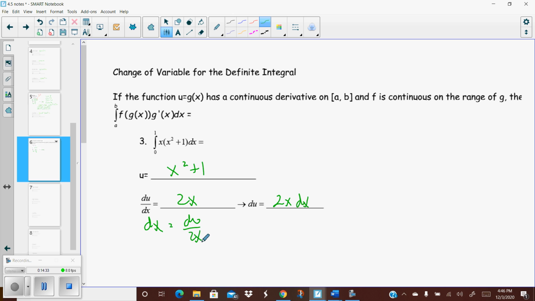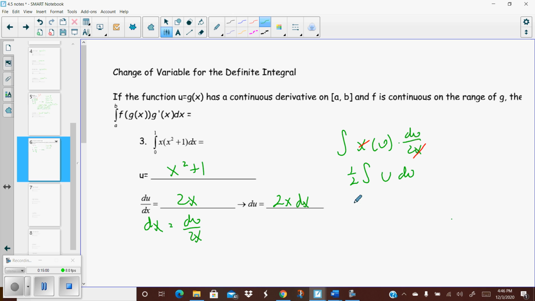Okay. I could do this the original way. I could still write my integral, write an x, this will become u. My new dx is going to be du over 2x. The x's will cancel out, and I can pull the 1/2 out to the front, and then I've got u du to take the antiderivative of.